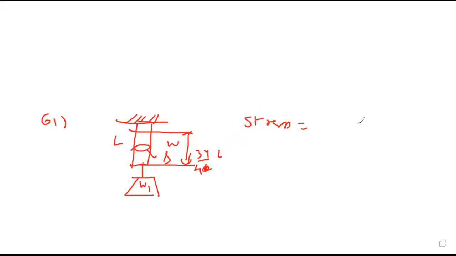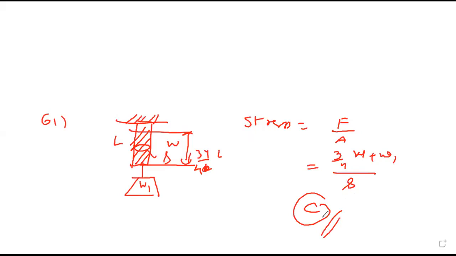Stress is force acting per unit area. Area is S. What is the force acting at this distance? Total: 3/4 weight of the wire, because it is at height of 3/4, plus W1 suspended. So 3/4 of the total load of wire and the load suspended. So option C. Any doubt? No, sir. Complete 61.